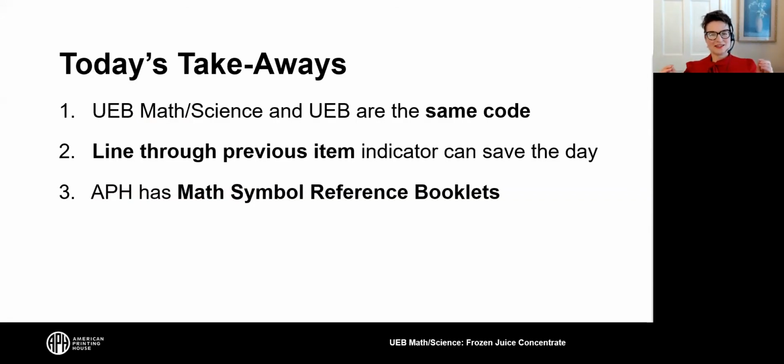Some of the takeaways for today include UEB Math Science and UEB are the same code. So UEB for literary materials and UEB for technical or math and science materials, it's all one unified English Braille code. We're going to talk about a line through previous item indicator, like a cross out, and how it can sort of save the day. We're going to look at the APH math symbol reference booklets, talk a little bit about how they're laid out and how easy it can be to get them.